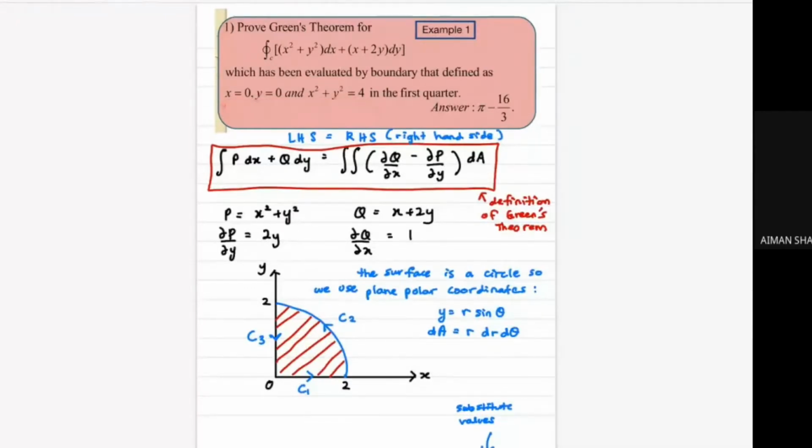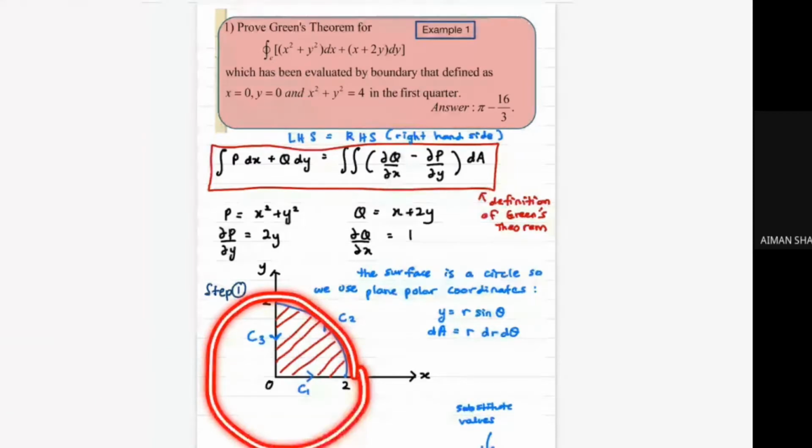Remember, step number 1 is to sketch your region or sketch your figure. So I have sketched the region here. You have this x and y, x equal to 0 here and y equal to 0, and this is the line for x squared plus y squared equal to 4. Actually, you will get the full circle, but the question says in the first quarter, so just take the first quarter here.